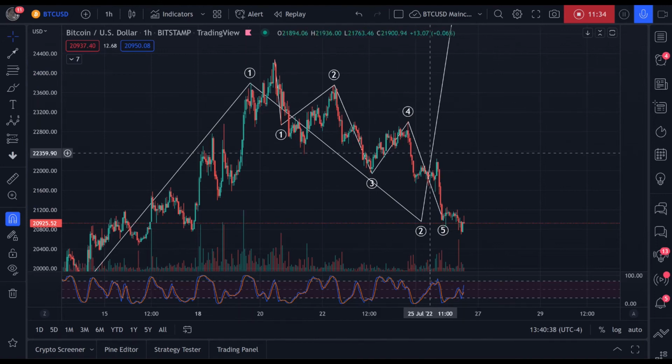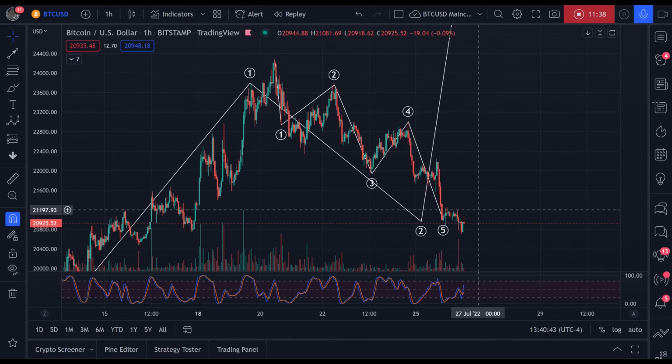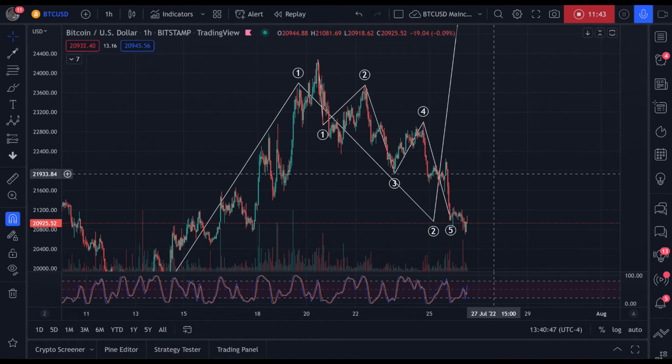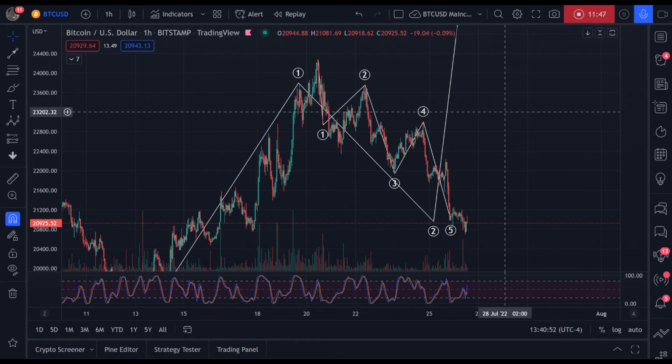So I think it's something like this, okay? And basically from here you start your reversal pattern, if this is indeed the end of this move. This is what I'm seeing, okay? So these are the reasons for which I think that we are indeed going to bounce, okay?